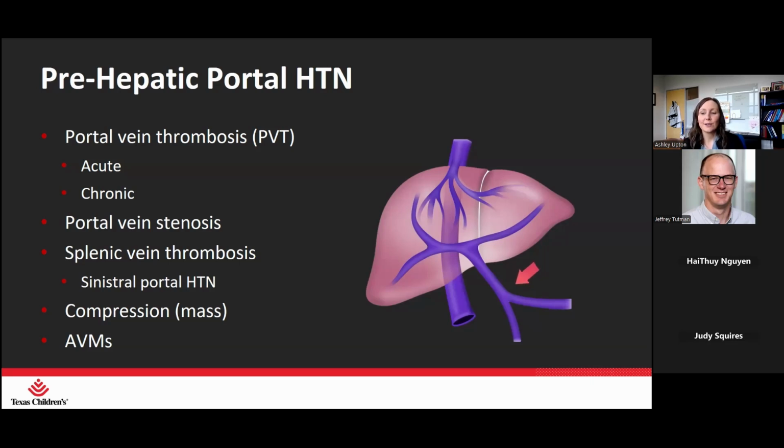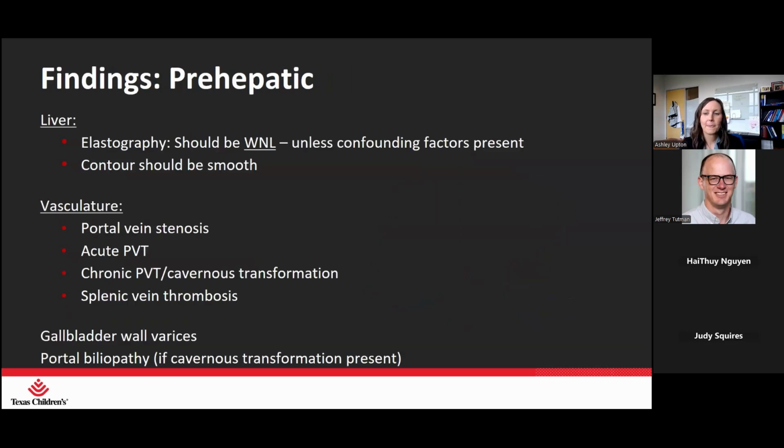This is also called sinistral or left-sided portal hypertension. A patient can have a mass that's compressing the portal system, or even a vascular anomaly like an arteriovenous malformation can cause prehepatic portal hypertension. So as we go through each type of portal hypertension, we're going to discuss what findings to expect in the liver itself, the hepatic vasculature, and any other sonographic findings to be on the lookout for.